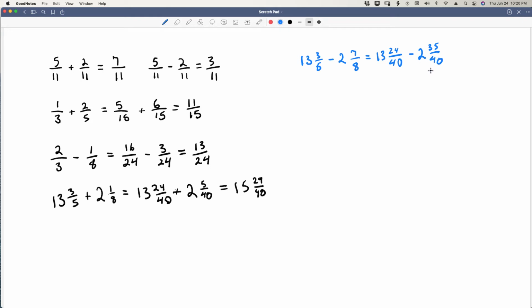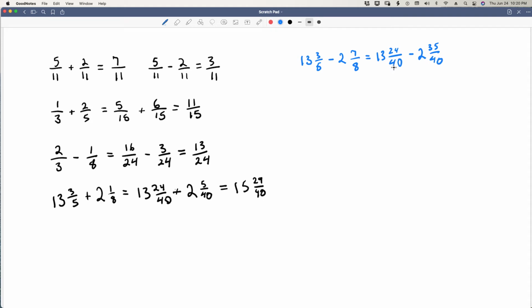Oh, but we can't do that, because we can subtract 2 from 13, but we can't subtract 35 from 24 and have a positive. You can't have a positive whole number with a negative fraction. It just really doesn't work that way. Now, there are a couple of different ways that you can do this.